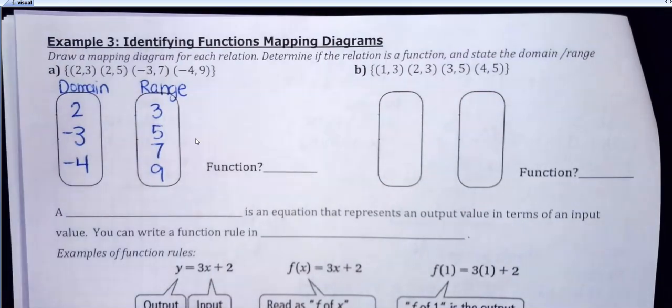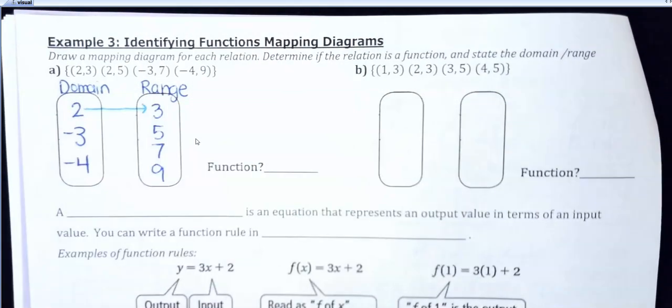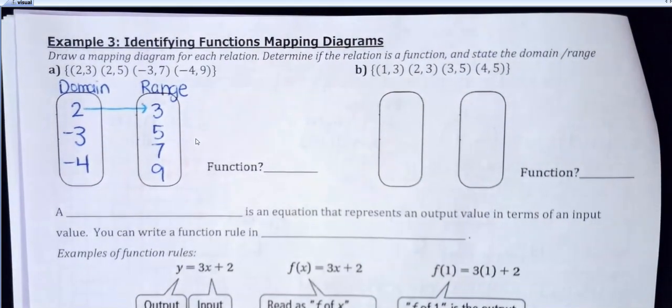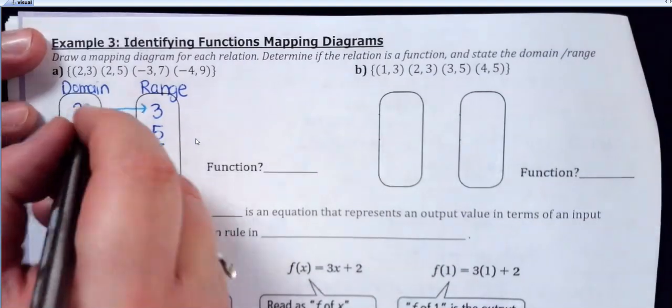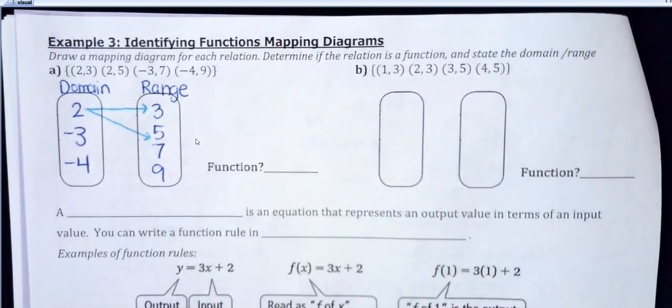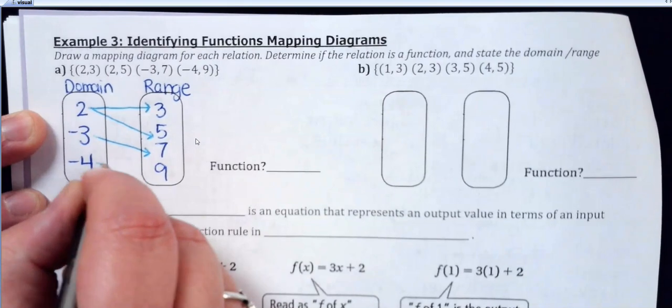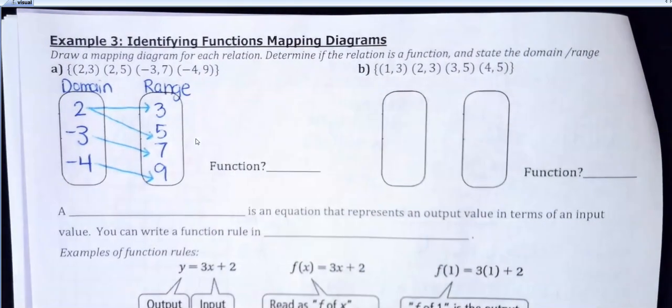So for example, that first point they listed was 2, 3. You just literally draw an arrow and it comes out of the x value and points to the corresponding y value. So 2, 3, that's trying to tell me that point. The next point, they have 2, 5. So I would have another arrow from the 2, but the next arrow would point at 5. -3 would be an arrow pointed at 7, and -4 would be pointing at the 9. So it maps the x value to the y value. Just literally arrows come out of the x and point to the y.